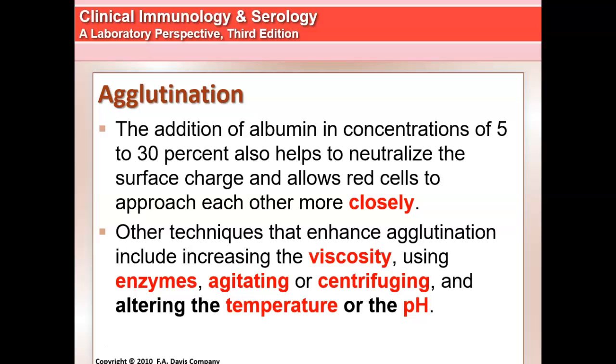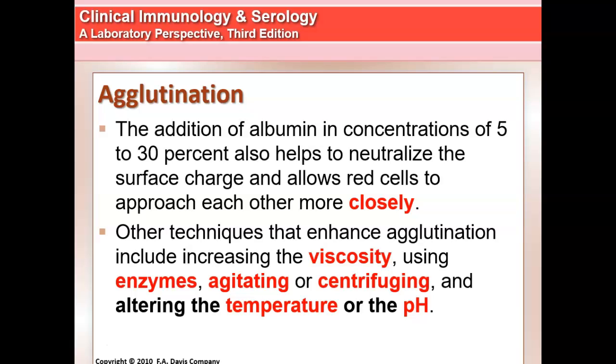The addition of albumin in a concentration of 5 to 30% helps neutralize the surface charge and allows red cells to approach each other more closely. So this is a 7.5 or 6.5% protein suspension. So albumin, remember, is the biggest protein in serum, and it's very common across a lot of animals. So this is just a protein suspension that helps reduce that negative charge.